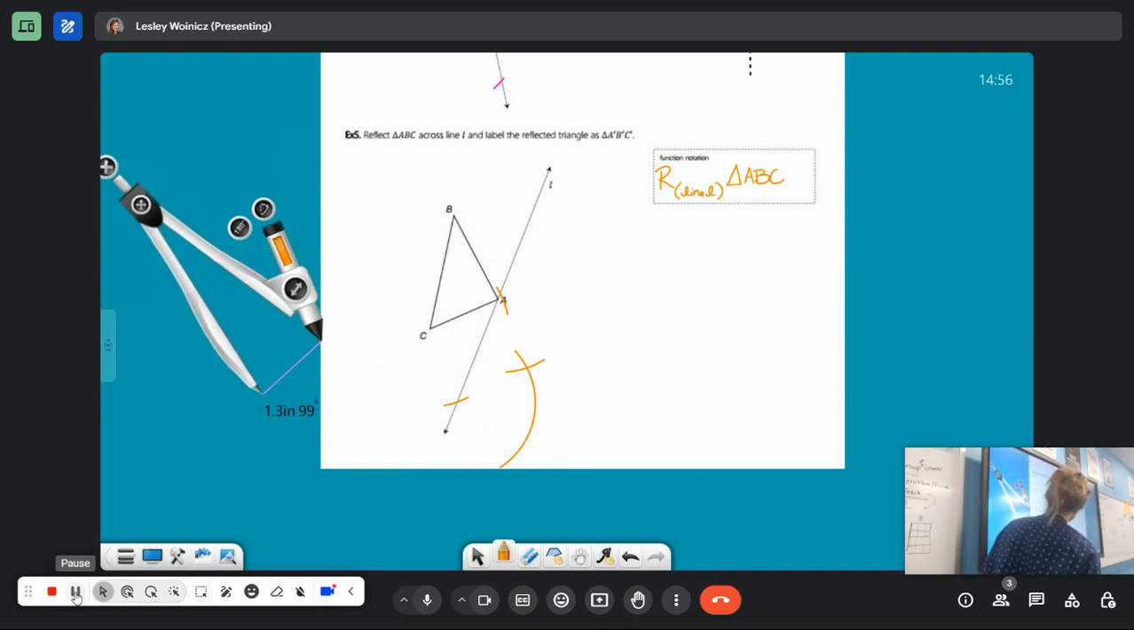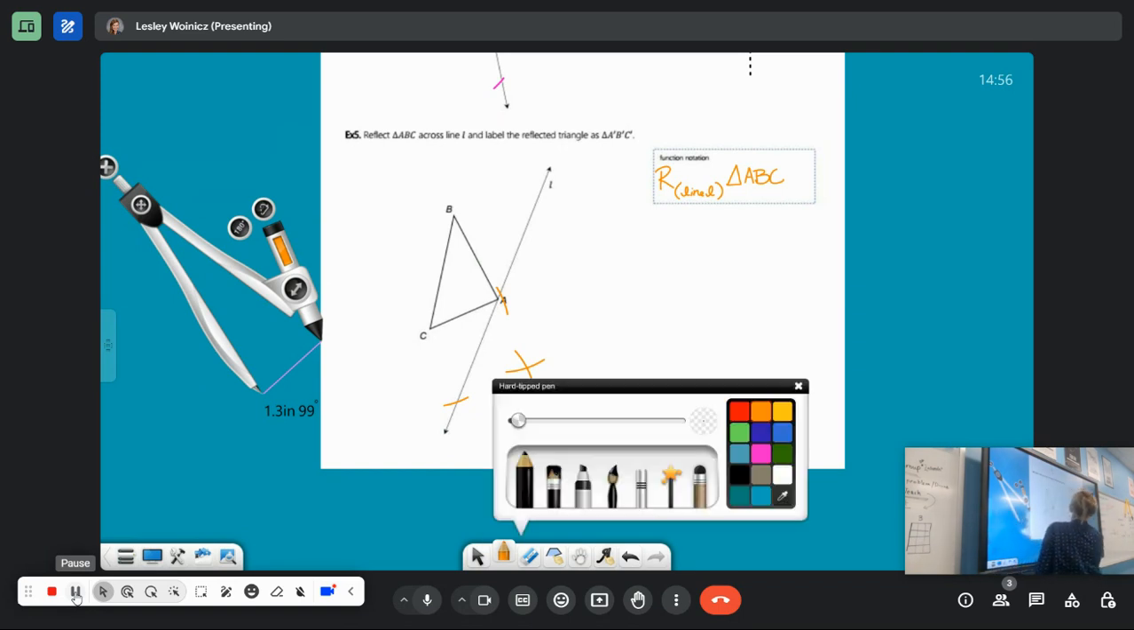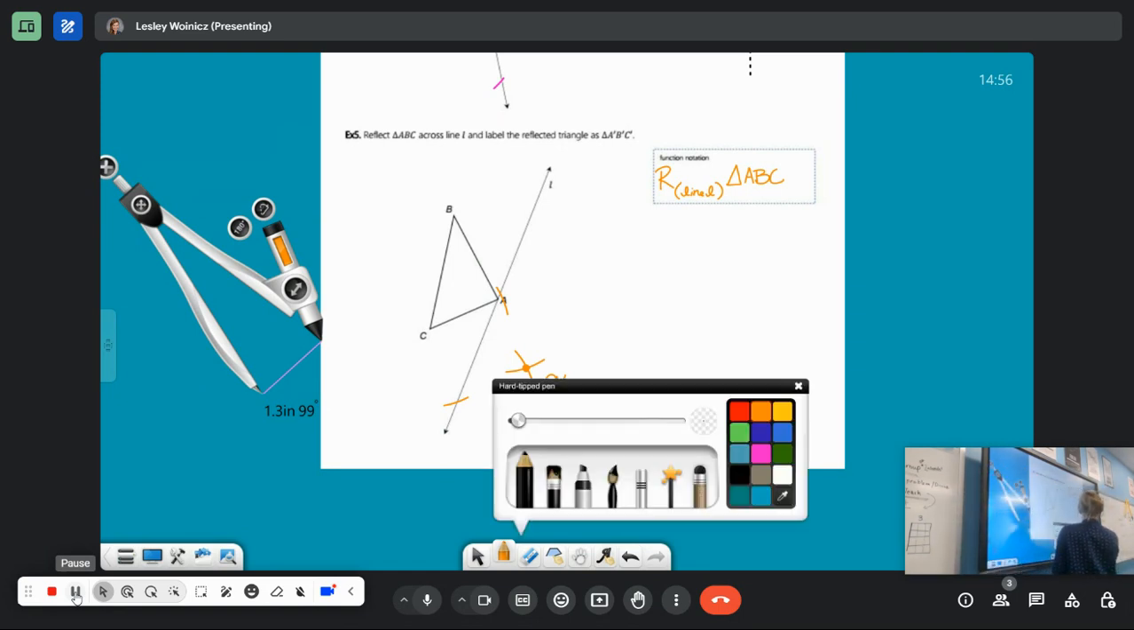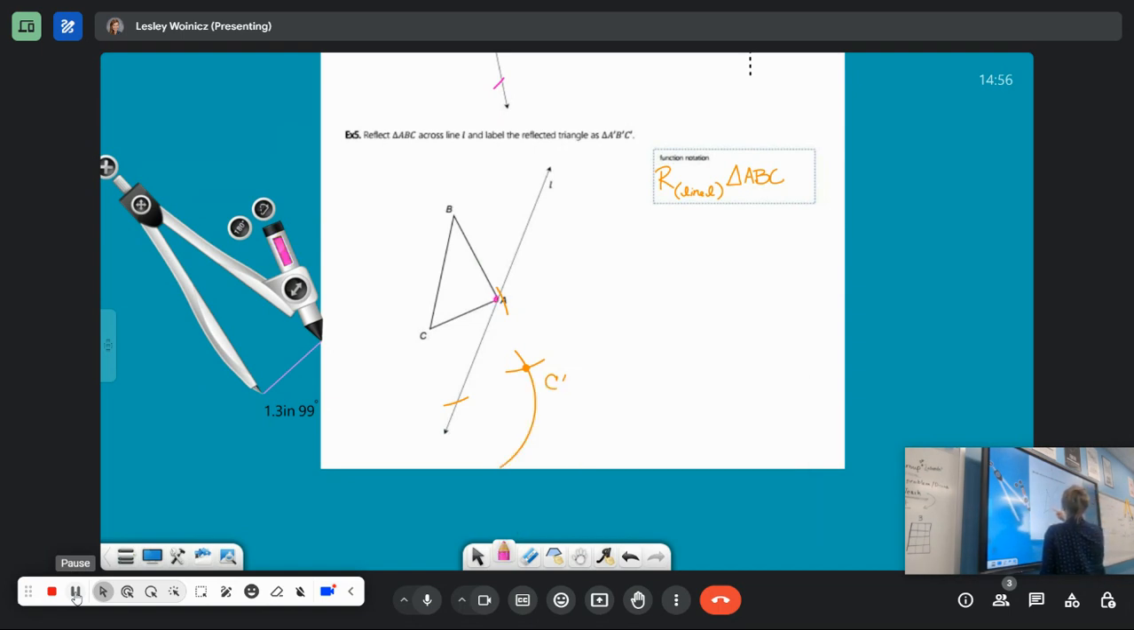Okay, there it is. It doesn't look right, but it is. That is C prime. I don't know why I started with C. What about A? What do I do to find the image of point A if A is on my line of reflection? It's the same. Yeah, if it's on the line of reflection, it maps onto itself. Therefore, A prime is located at point A. That one is nice and easy.